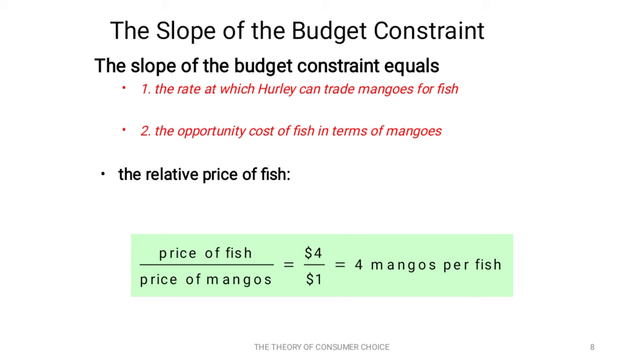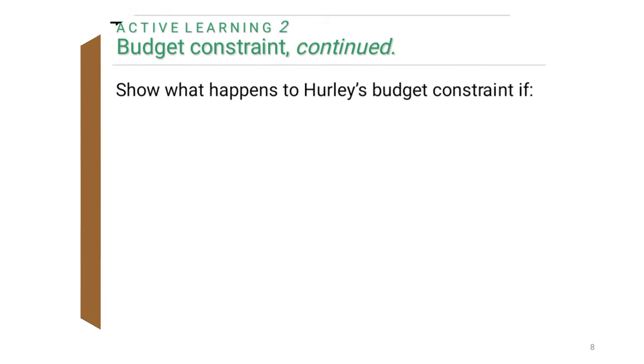So it is similar to the relative price. When you see a question like what's the relative price of a good, it is the opportunity cost, and it is the same as the slope of the budget line. So the relative price of fish is the price of fish over the price of mangoes. If they say relative price of mangoes, it is the price of mangoes over the price of fish, which would be 1/4.